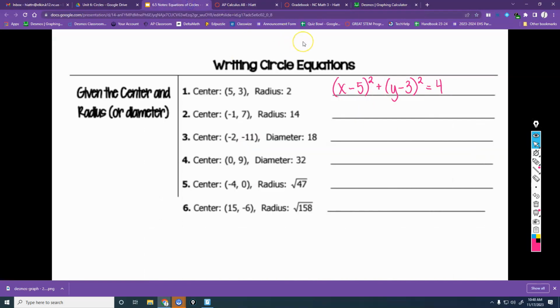All right. So if I want to write the equation of the second one, it would look like this. Since I've got a negative one there, it would be x plus 1 squared plus y minus 7 squared equals 14 squared, which is, what, 196? Yeah, 196.